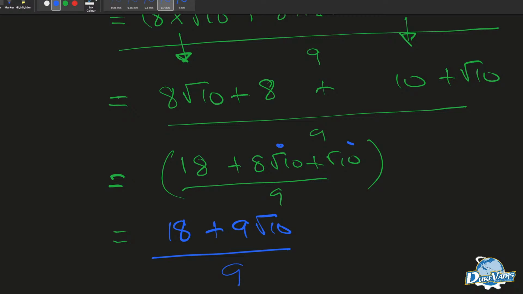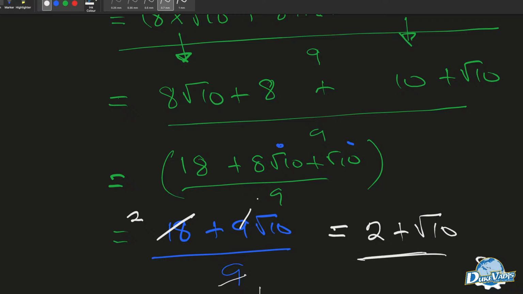Okay, all over 9. What do you see? We can still further divide, because 9 cancels itself. 18 divided by 9 becomes 2, and we cancel this 9 as well, plus root 10 becomes the final answer. So you see that we have rationalized it.